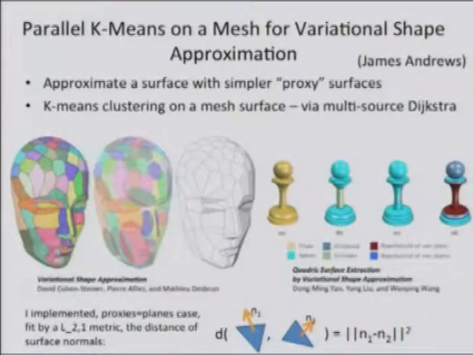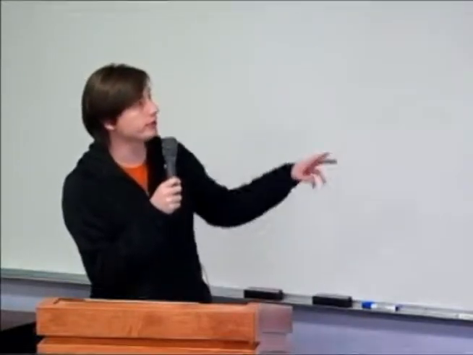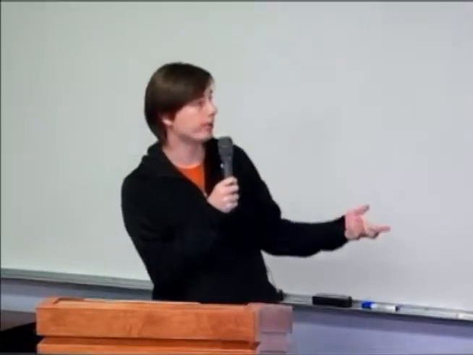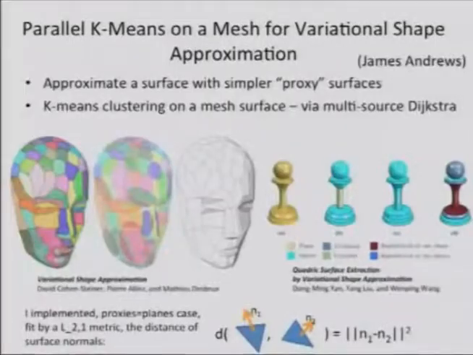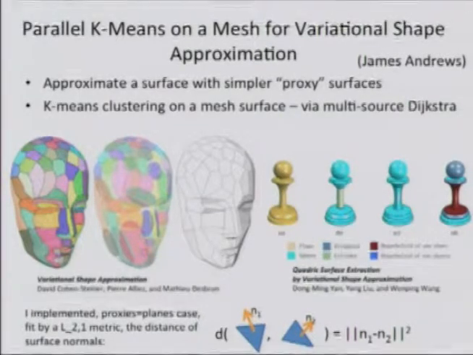I'll be talking about presenting a parallel k-means algorithm on a mesh surface for variational shape approximation. So the idea is you have some high polygon complex triangle model and you want to simplify it by some simpler shape proxies, and many fewer of them. And this algorithm is basically a k-means clustering algorithm on a mesh surface.